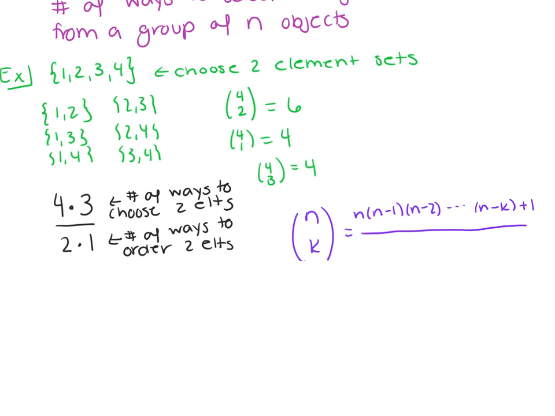What goes on the bottom? K factorial. There's K elements, I have to order them all. So that's just K factorial. So that's K, K minus 1, K minus 2. Now, this is actually not the best way to write this.